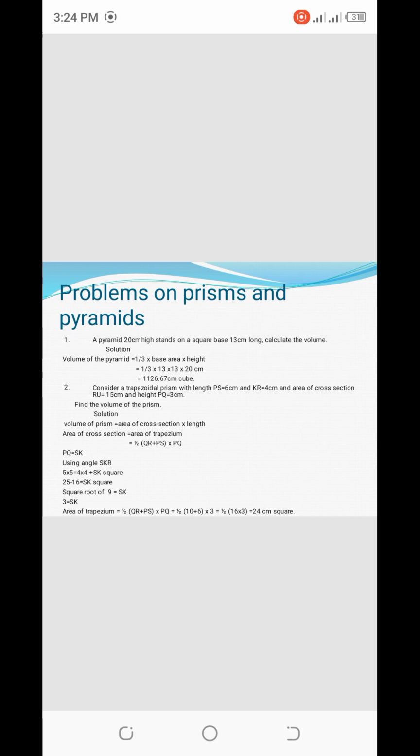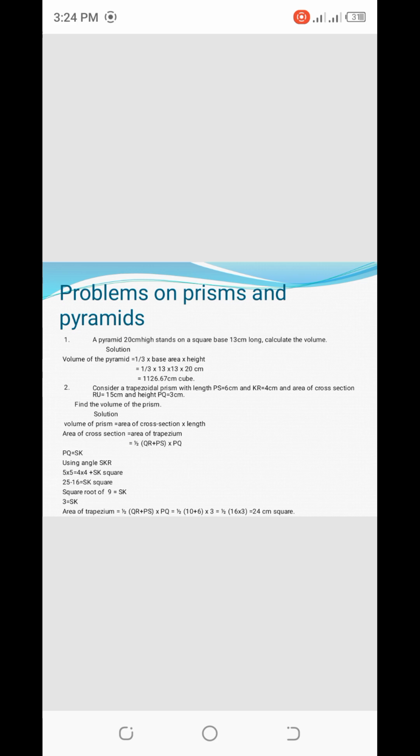The second example says, consider a trapezoidal prism with length PS equal to 6 cm and KR equal to 4 cm, while the area of the cross section RU is 15 cm and the height PQ is 3 cm. We have to find the volume of the prism.